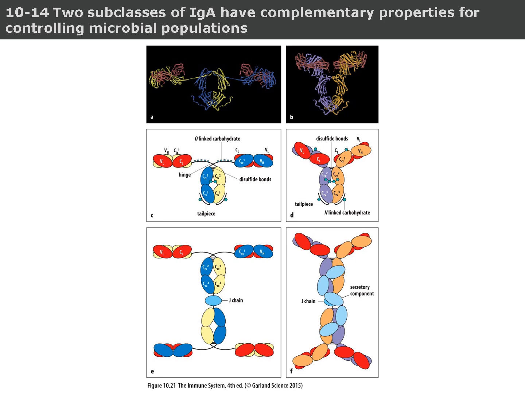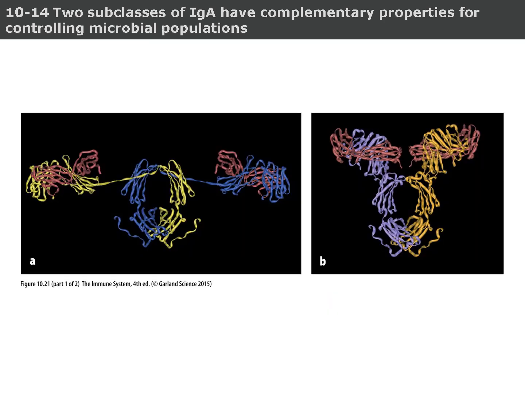What you are seeing here are the molecular structures of the two subclasses of immunoglobulin, IgA1 and IgA2. On the left, labeled E, is IgA1. Its structure features an extended hinge region, allowing flexibility for antigen binding, but also making it more susceptible to bacterial proteases, especially in the gut and respiratory tract.